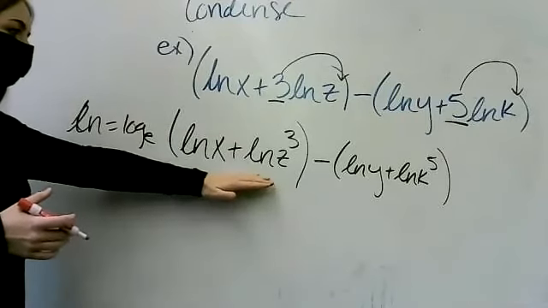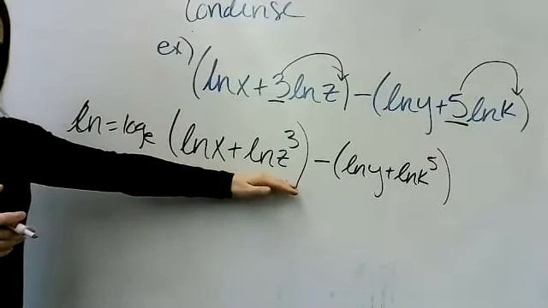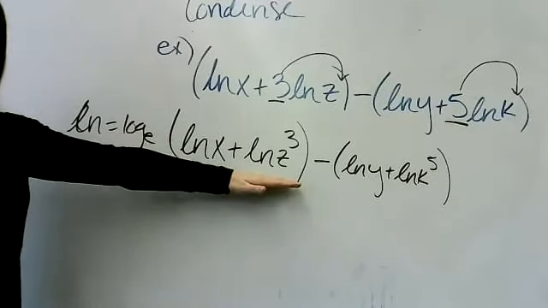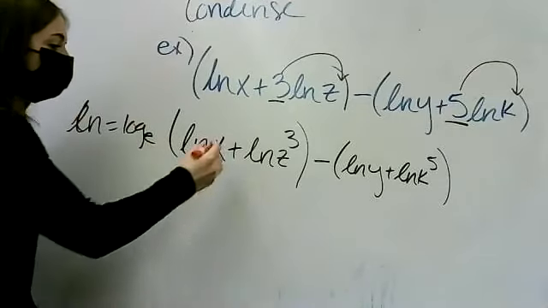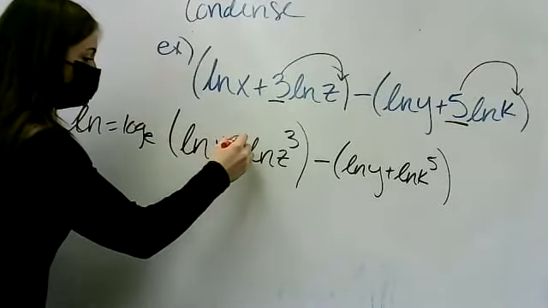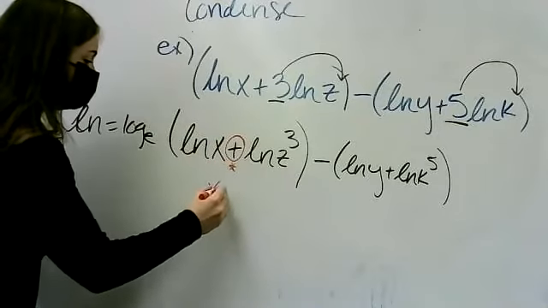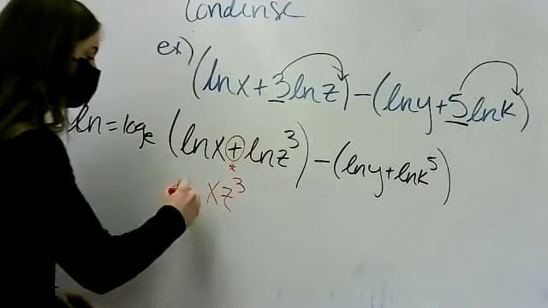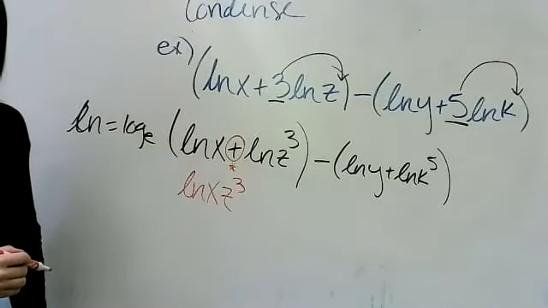So in here, this specific set of parentheses, how many natural logs should I have after condensing? Just 1. It doesn't really matter which one you cancel out, but knowing that we're going to change this addition into multiplication, I'm now multiplying x and z cubed. I'm taking the natural log of that entire product. Okay, does that make sense? Are you good with that?